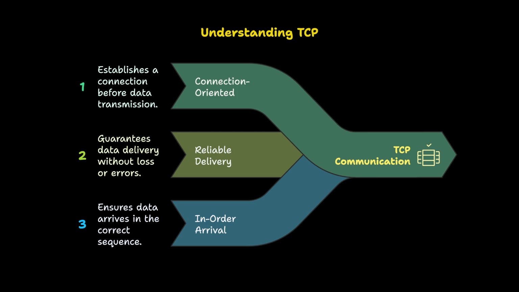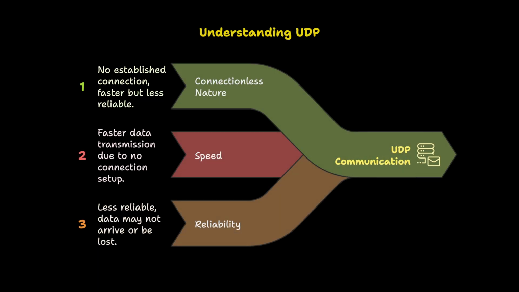Think of it like making a phone call. There's a connection, both sides can talk, and they make sure nothing is lost. UDP, User Datagram Protocol, on the other hand, is connectionless. It's faster, but less reliable. Think of it like sending letters. Sometimes they get there, sometimes they don't, and they might arrive in any order. We'll start with TCP, then move on to UDP.